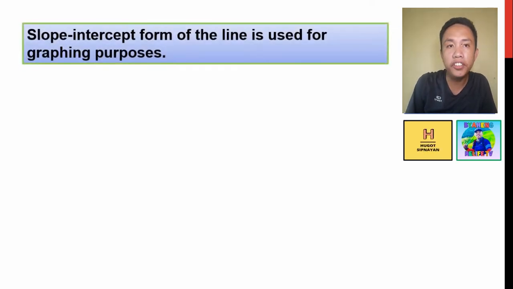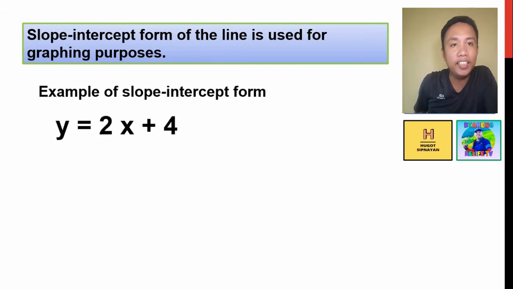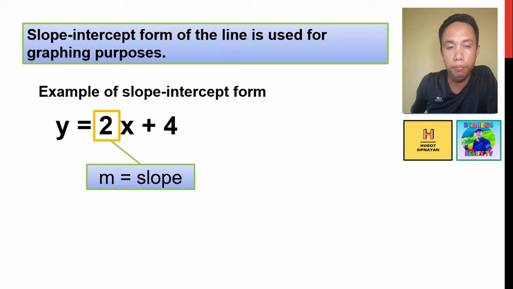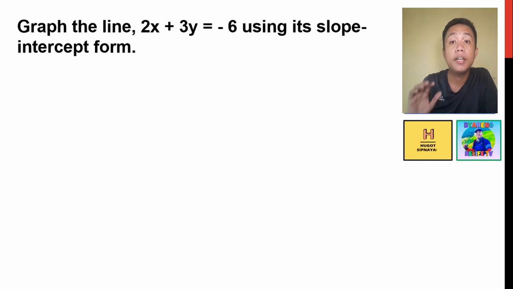So, ang slope-intercept form ay ginagamit natin for graphing purpose. Example ng ating slope-intercept form na nasa screen, we have y equals 2x plus 4. Yung 2 yung tinatawag nating slope, at yung 4 ang tinatawag nating y-intercept. So we're going to graph 2x plus 3y equals negative 6 using slope-intercept form.